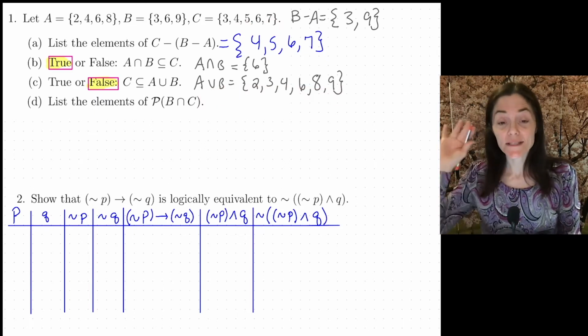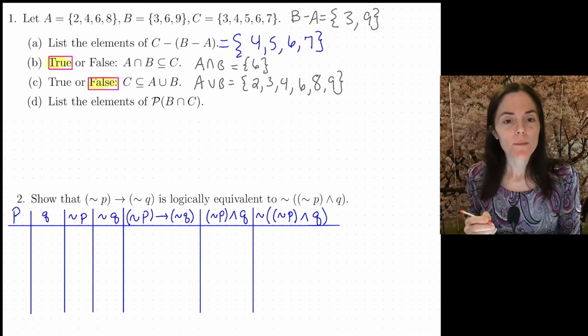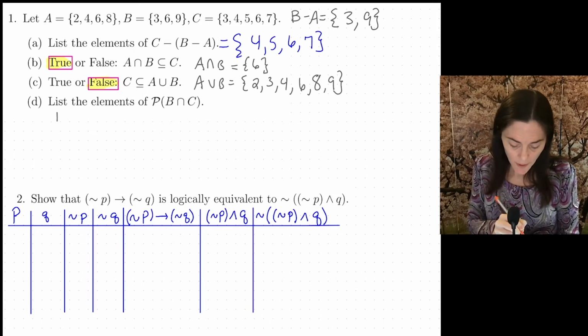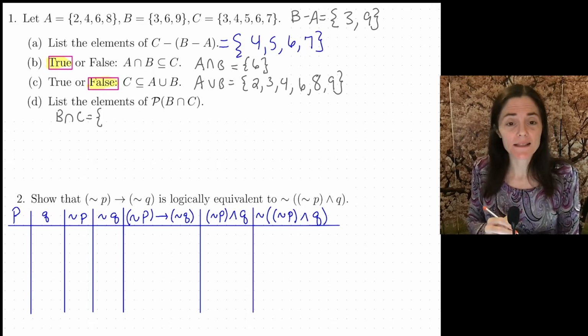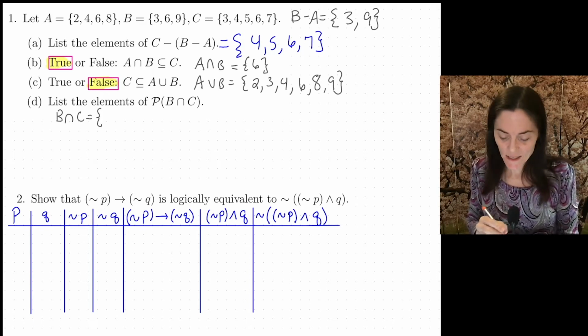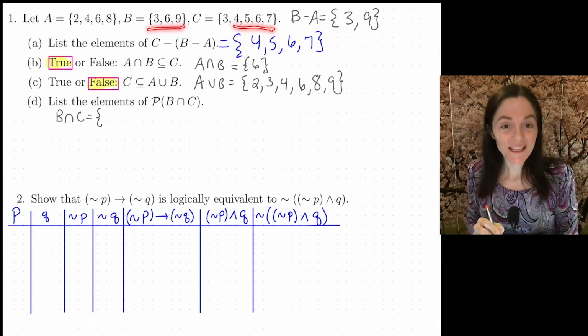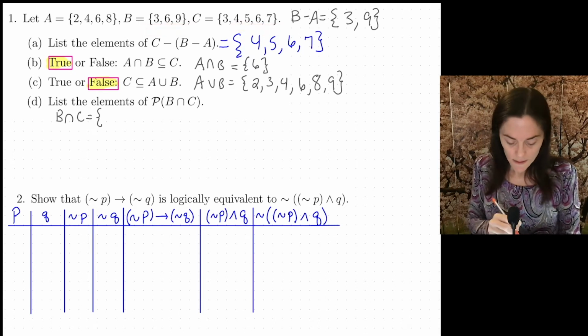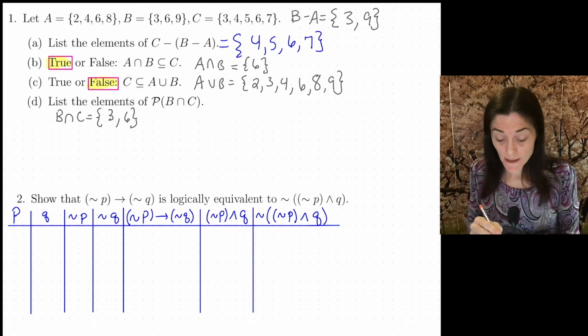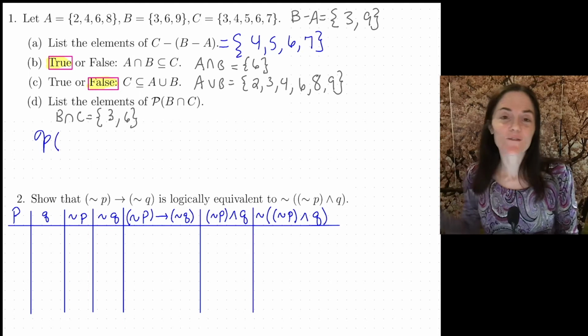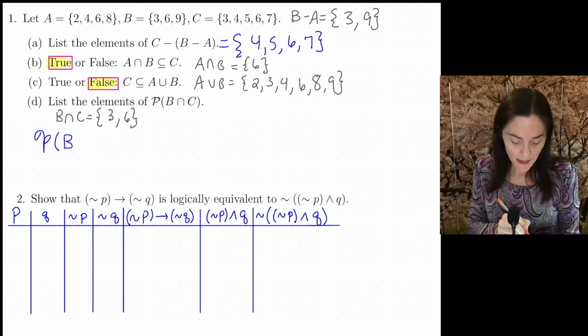Now for letter D, we can begin by listing the elements of B intersects C, maybe as a side step. And then the question is asking for the power set of B intersects C. B intersects C, just looking at the two sets, is the set containing 3 and 6. This is 3 and 6. Note that this has 2 elements. Therefore, the power set of B intersects C will have 2 squared or 4 elements. Power set.